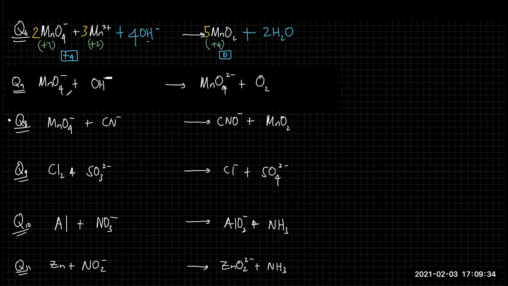When you have permanganate, which is a purple color solution, if you add concentrated sodium hydroxide or potassium hydroxide, that purple color solution will turn into a green color solution while evolving gas bubbles. What happens is it turns into manganate.